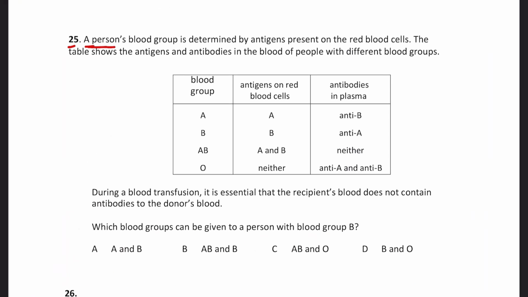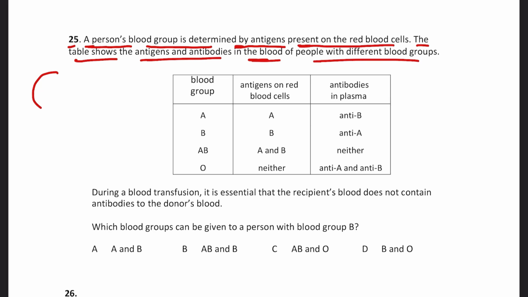A person's blood group is determined by antigens present on the red blood cells. So they say that the blood group of a person is determined by the antigens that are present on the red blood cells. The table shows the antigens and antibodies in the blood of people with different blood groups. So guys, you should know that red blood cells of different blood groups have different antigens on their cell surface.